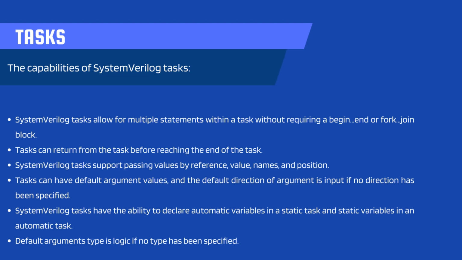Tasks also allow for passing values by reference, value, names, and position. This flexibility makes it easy to customize the way that arguments are passed into a task depending on the requirements of your specific code. Furthermore, tasks support default argument values. This means that you can define a default value for an argument, which will be used if no value is explicitly provided. Finally, it's important to note that the default direction of an argument is input if no direction has been specified, and the default argument type is logic if no type has been specified.